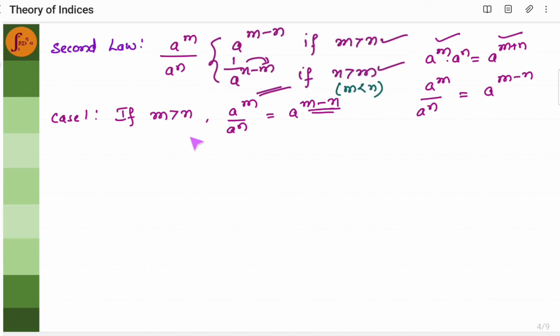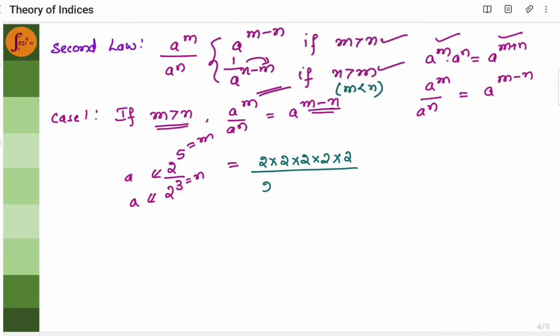We can prove this using an example. Let's assume that m is greater than n. Let's take the same example, 2 to the power 5 and 2 to the power 3. This is m, this is n, and this is a. Instead of a, we put 2. Now, 2 to the power 5 means 2 multiplied 5 times. Next, 2 to the power 3 means 3 times. So now we can cancel 2 and 2, 2 and 2, 2 and 2. What are we left with? We are left with 2 times.